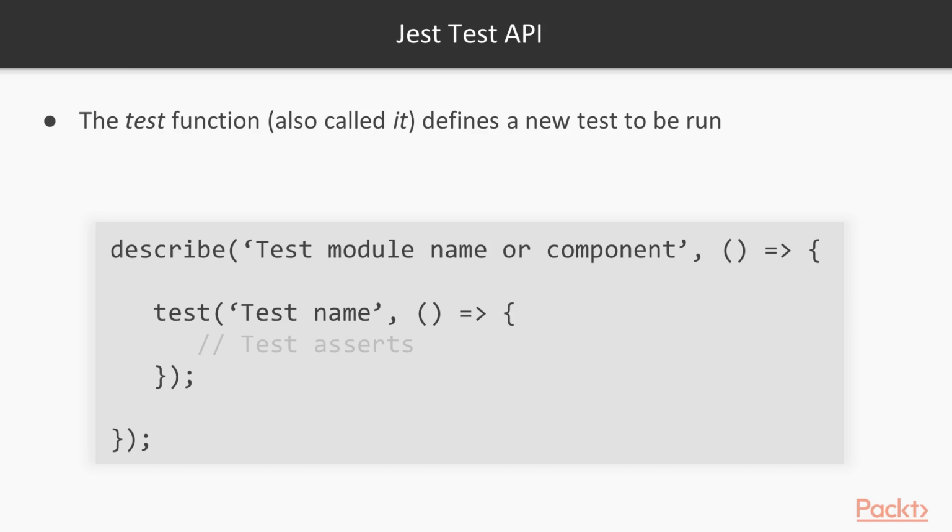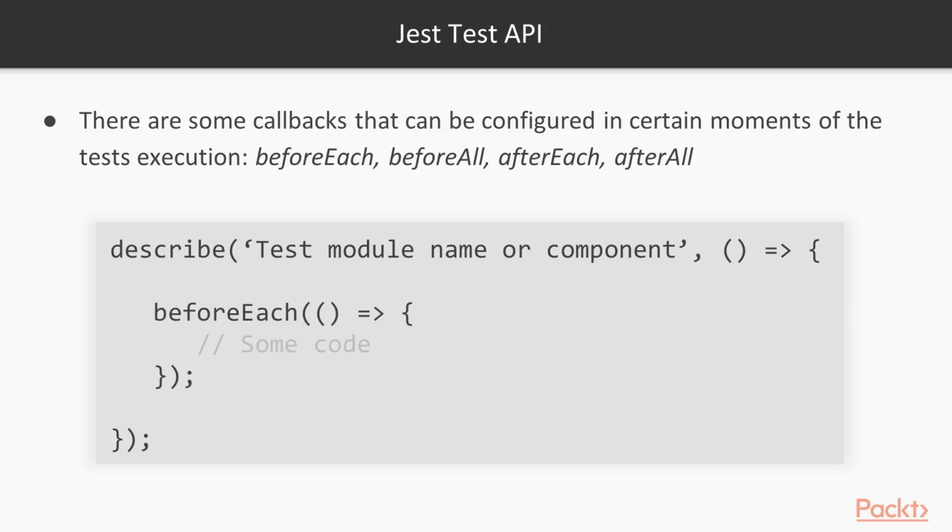A test function doesn't need to be inside a describe, but I think it's usually good practice to wrap several tests inside a describe call. The test function takes a string, which will be the test name, and a function as a second parameter, which will have our test inside. Additionally, there are some callback functions that can be configured using Jest to be called in certain moments of the test execution. The most important are beforeEach, beforeAll, afterEach, and afterAll. I usually just use beforeEach, which I typically use to initialize some variables or components. And that's pretty much all you have to know about Jest to start working with it.